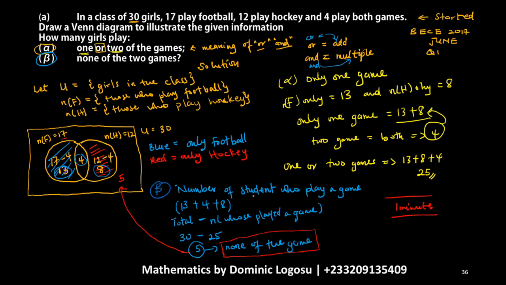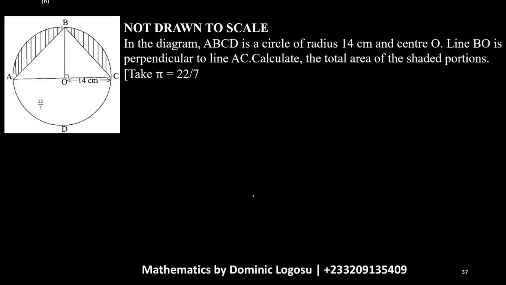So I think our 1 minute is up. We are going to move to the next question. The next question is this beautiful diagram that presented itself in 2017. It's not so difficult. Now, it's not drawn to scale. What it means is that if they say 14 centimeters and you take your ruler and measure this, it's not supposed to be 14 centimeters. That's the meaning of not drawn to scale.